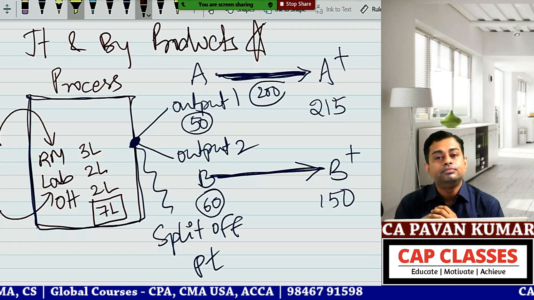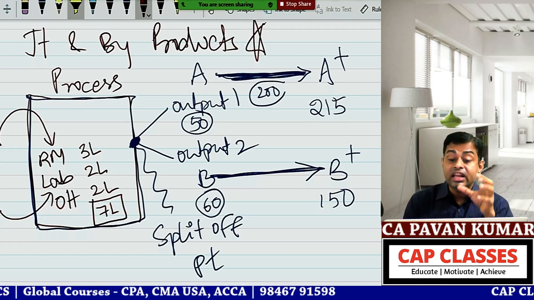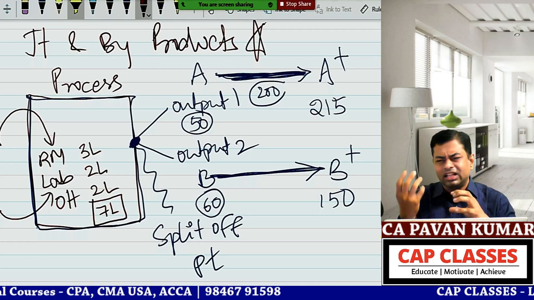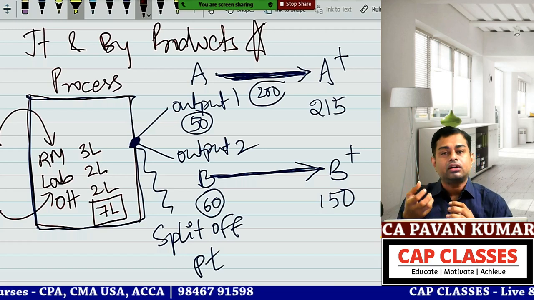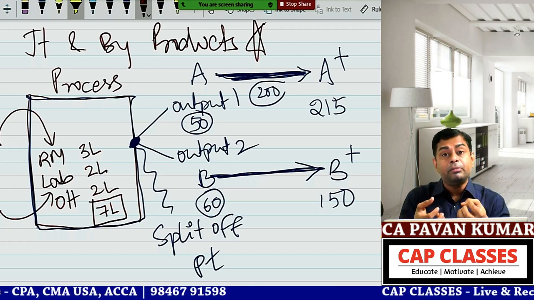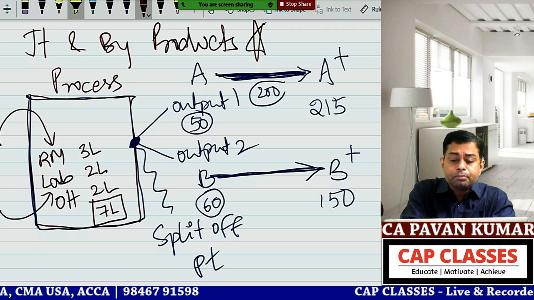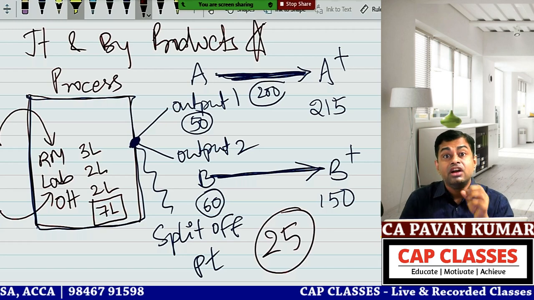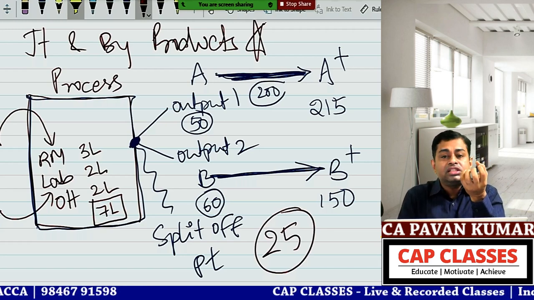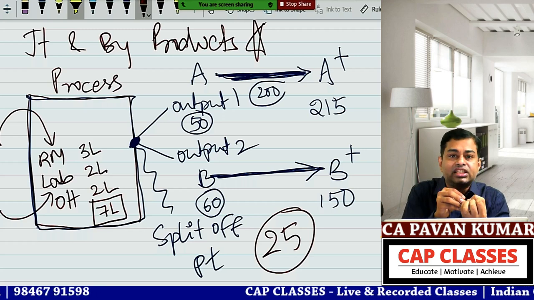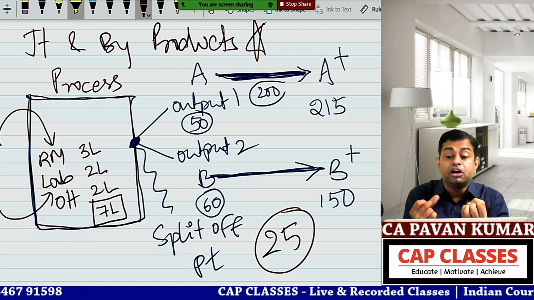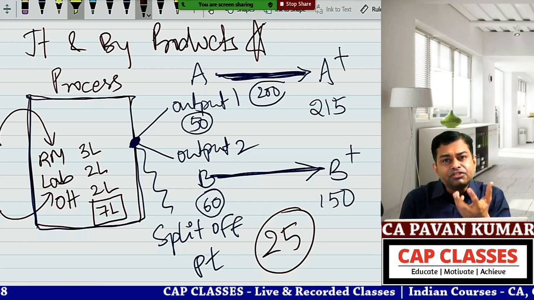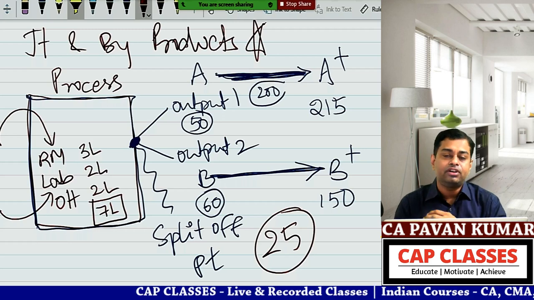Still you are happy. Now what if, in the case of B, when B is becoming B plus, or super B, or another refined product, 60 rupees is becoming 150 rupees, where the further process cost is only say 25. That means for 60 rupees input, you put 25 rupees extra. That means your cost will be 85, but value addition is 150 minus 60, 90 rupees. So invest 25 rupees, get 90 rupees benefit.